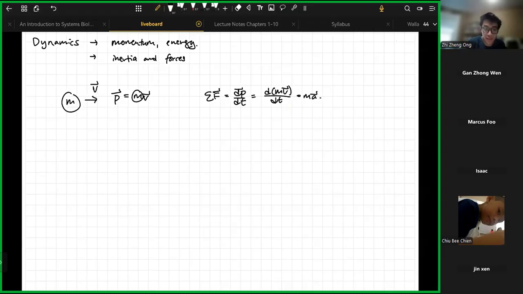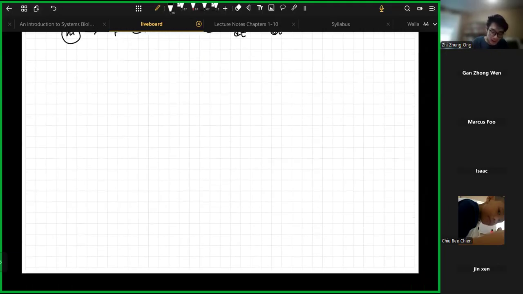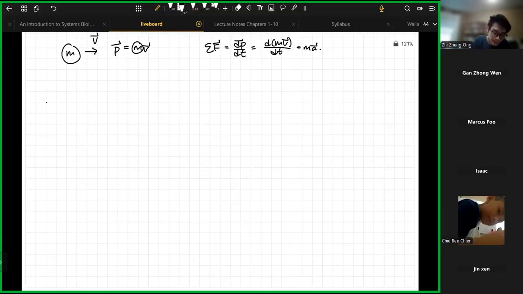Cool. Let's look at a problem where we use F equals ma. More importantly, if you use a mechanics textbook, a lot of problems will look like this. So, let's talk about a simple problem.